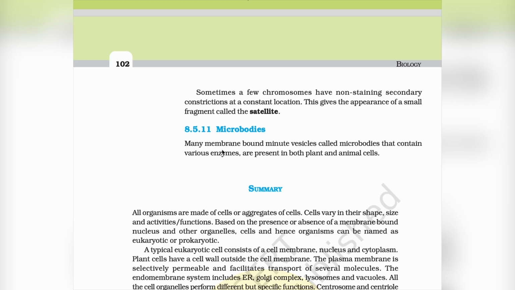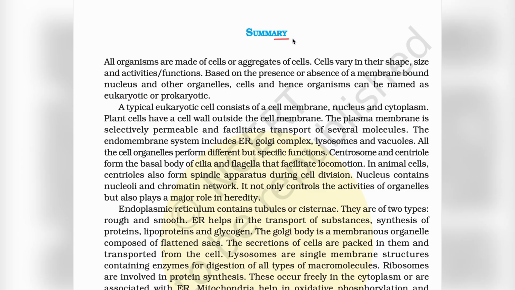Now the microbodies. Many membrane bound minute vesicles called microbodies that contain various enzymes are present in both plant and animal cells. Now the summary of this chapter. All organisms are made of cells or aggregates of cells. Cells vary in their shape, size and activities or functions based on the presence or absence of a membrane bound nucleus and other organelles. Cells and hence organisms can be named as eukaryotic or prokaryotic.